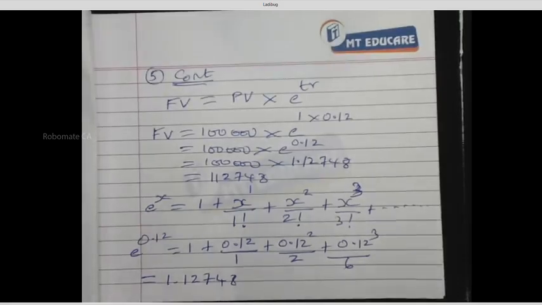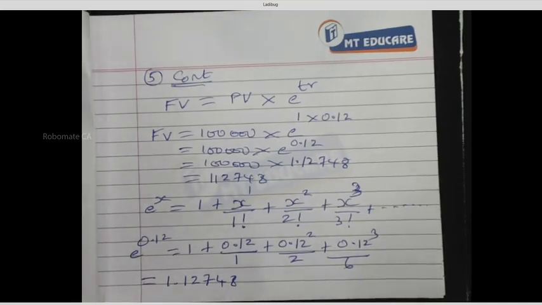Next, what is the e raised to x calculation? How to calculate e power x? It is 1 plus x by 1 factorial plus x squared by 2 factorial plus x cubed by 3 factorial. To put it more simply, 1 plus x plus x squared by 2 plus x cubed by 6. It goes on; it is not stopping at 3 factorial, it goes up to infinity. But still, we stop at the cube by 6 because that accuracy is more than sufficient for our calculations.